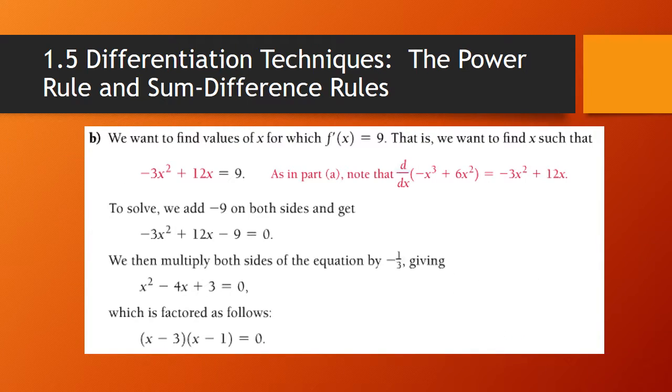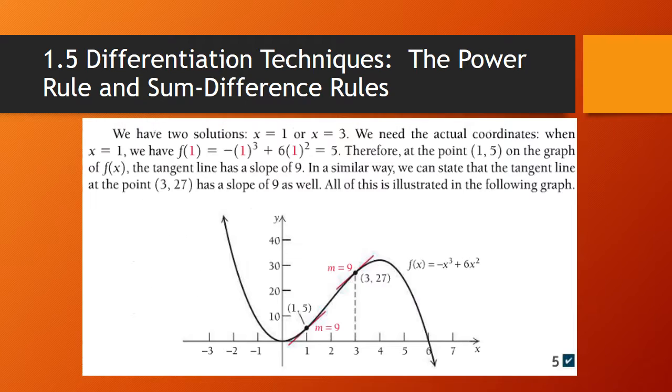For part B, we want to see where the derivative equals 9. So we're doing the same thing, except instead of setting it equal to 0, we set it equal to 9. And then we're going to factor that. We're going to solve. We get our values for x. We find the matching values for y, and you can see those 2 points there on the graph.